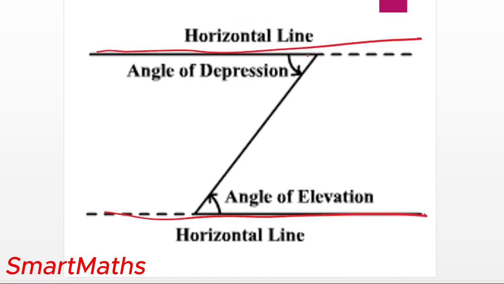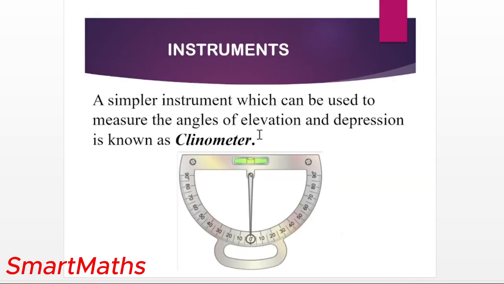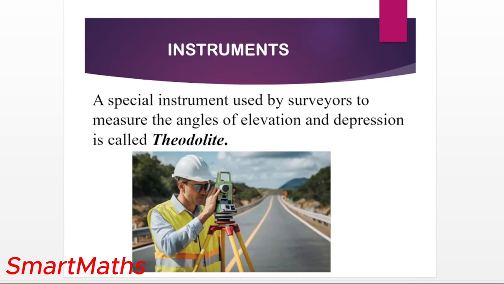So the angle of depression is the alternate of what? Elevation. That is, the angle of depression is equal to the angle of elevation. So it is going to form an alternate angle, which is going to give us Z, as you can see from the diagram here. So this is how to get this one, because sometimes, by the time we start solving questions, you need to understand what we are looking for. So let's now look at instruments.